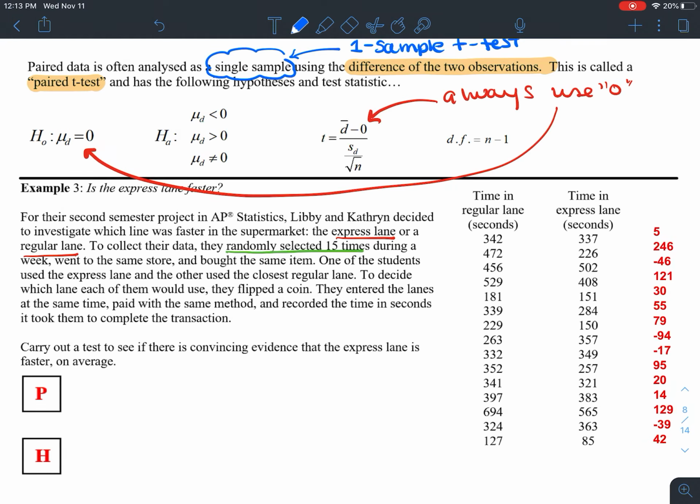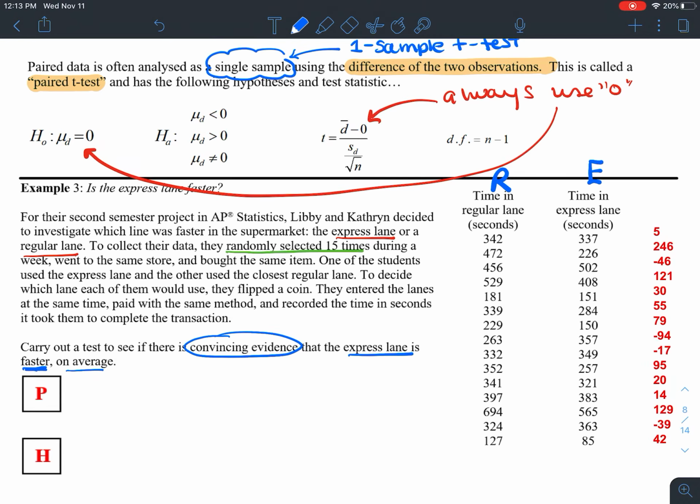The question here is they're asking us to carry out a test to see if there is convincing evidence that the express lane is faster on average. So we're going to let a capital R represent the regular lane. If you want to label the first column here, this is the time in seconds that it took for each of the 15 different times that they did this. And we're going to let an E represent the length of time in seconds it took them to complete their transaction in the express lane.